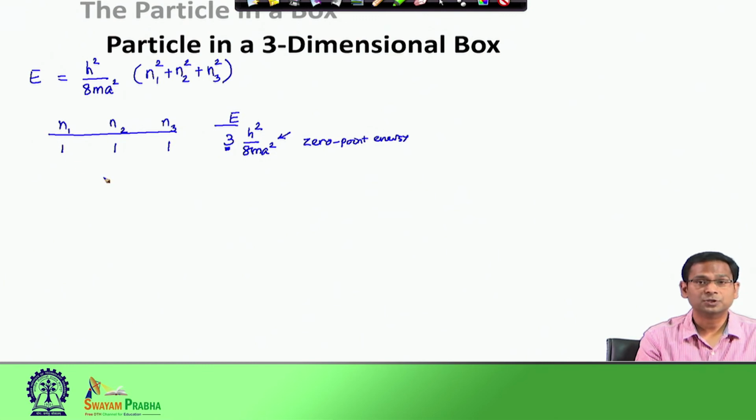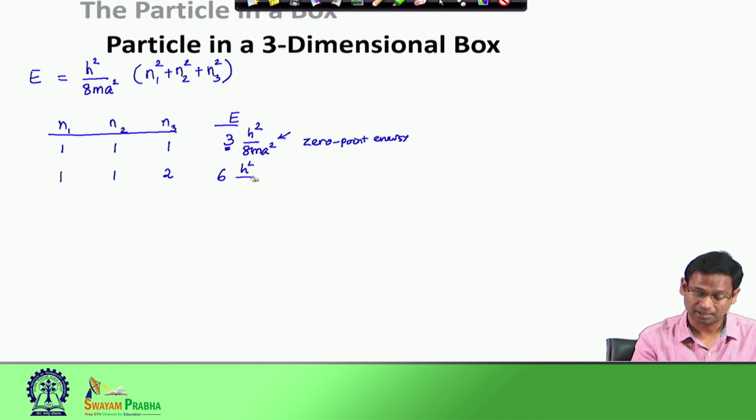Now, what are the next possible values of n1, n2, n3? They can become 2, but before we make all of them 2, I can write it like this: 1 1 2. What would be the energy of this state? That would be 1 square plus 1 square plus 2 square, so 4 plus 2, 6. Therefore, the energy will be 6 h square by 8 m a square.